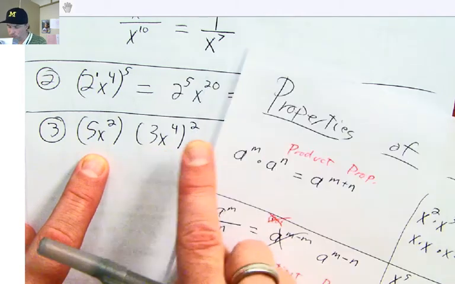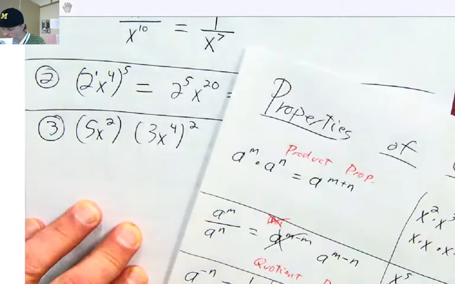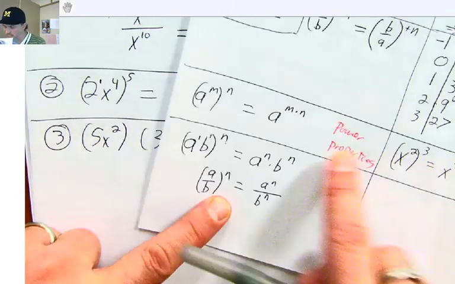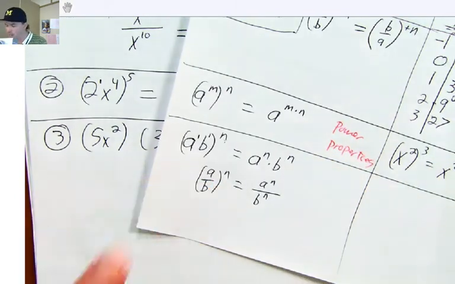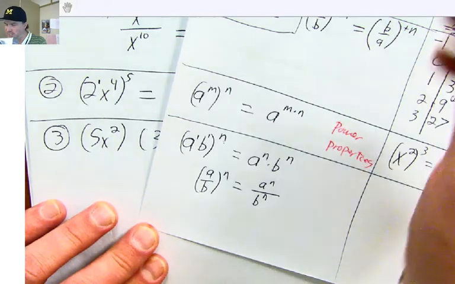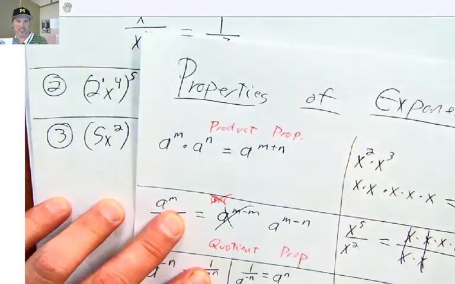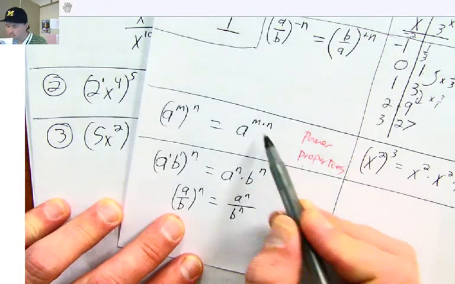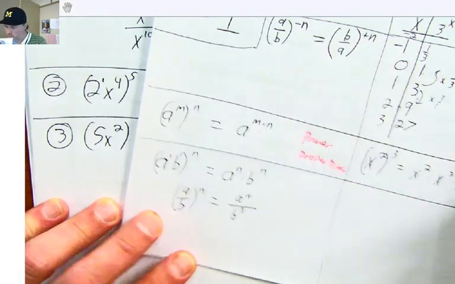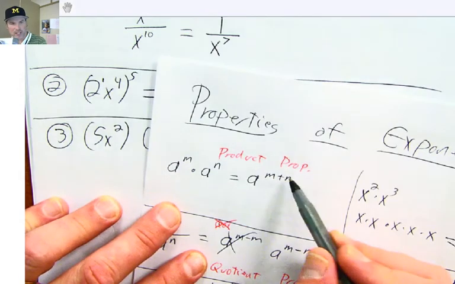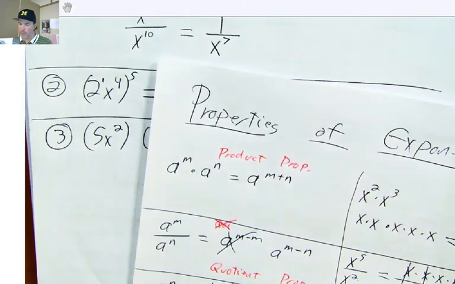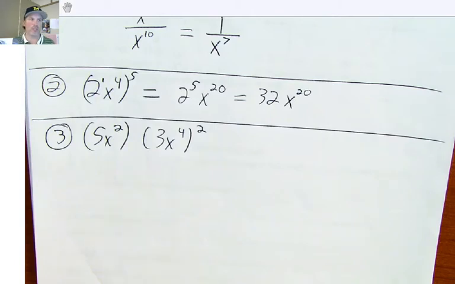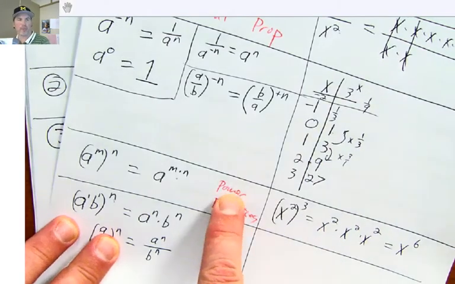So I guess we could multiply these together, but then we also have some power rule because we have the squared out here. So how do you know whether to do power properties or product properties first? Well, think order of operations. In power properties, you're multiplying. In product properties, you're adding. In order of operations, do you do multiplying first or adding first? The answer is obviously you do multiplying first. So you apply your power property first.